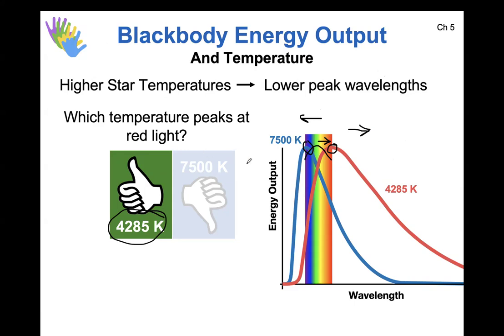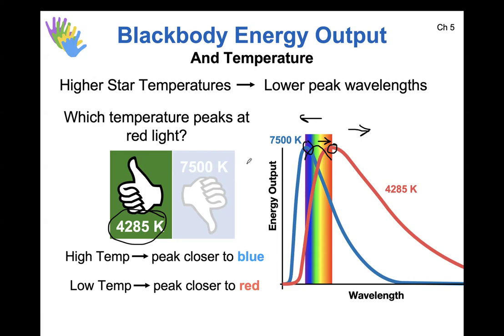Right. Moving on. High temperature, peak closer to blue. Low temperature, peak closer to red. And you can have peaks outside of blue and red as well, right? So saying closer doesn't always apply because sometimes it's beyond red or beyond blue. There are plenty of objects that are so hot that their peak is well into the ultraviolet.